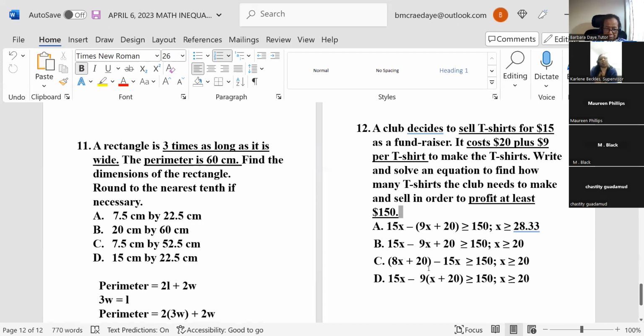Now, in calculating profit, we went through this before, right? It's selling price minus your cost price, right?